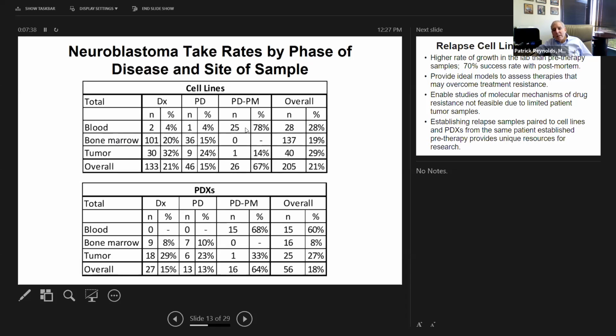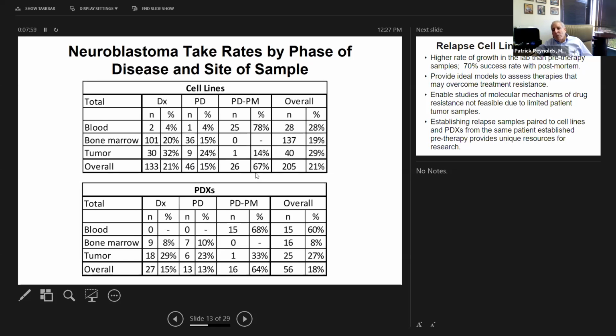But if you look at this across, forgetting about the sample type, but just look at overall, when you look at diagnosis, you get about 21% of these to grow. 15% out of progressive disease samples, probably not significantly different. And probably this is because we get larger numbers of tumor cells to work with at diagnosis.